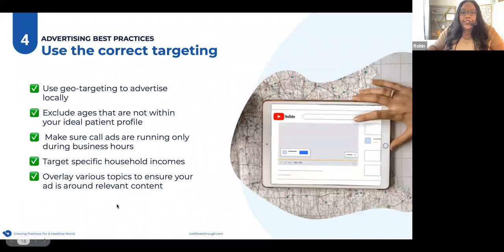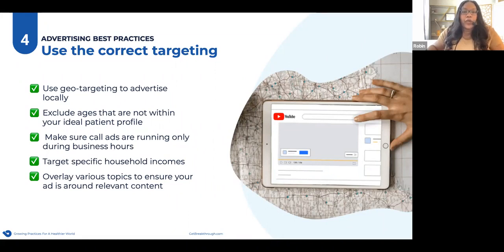You also want to make sure you're using the correct targeting. So you want to use geo-targeting to advertise locally. Someone that lives 50 miles away is probably not going to travel all the way to your office. So you want to make sure you're targeting people within driving distance to your office. You want to exclude ages that are not within your ideal patient profile. So if you have, maybe, arthritis, you want to make sure you're not targeting, per se, the 18-year-olds. Yes, some 18-year-olds may have arthritis, but that's not where your biggest bang for your buck is going to be.